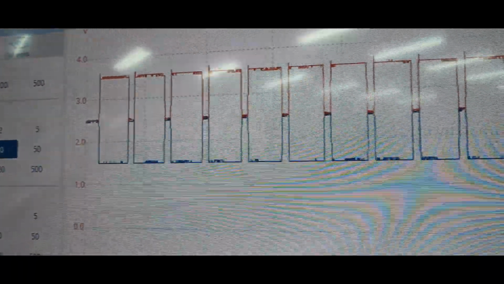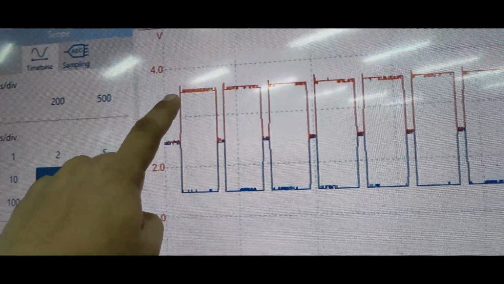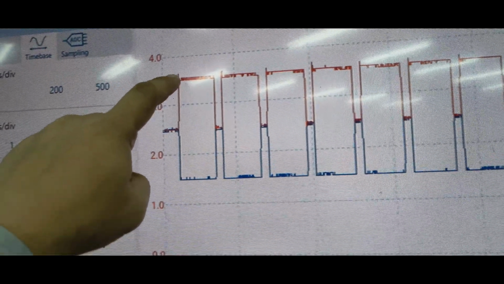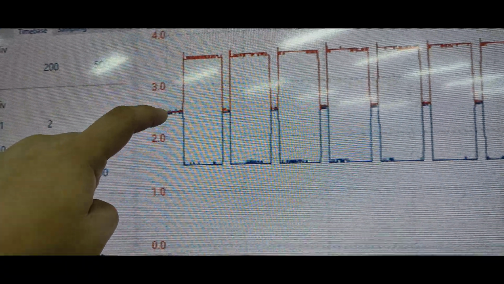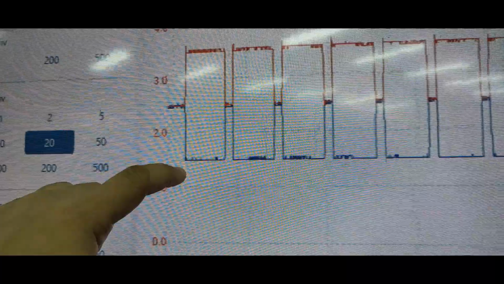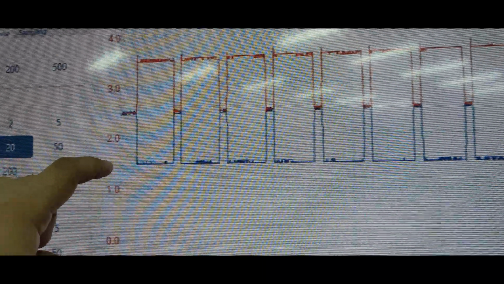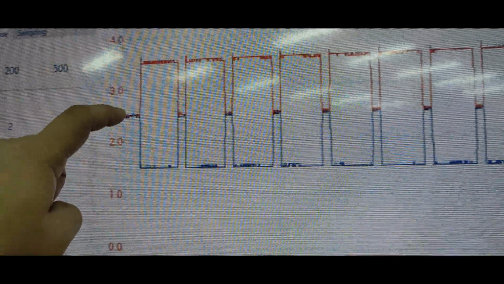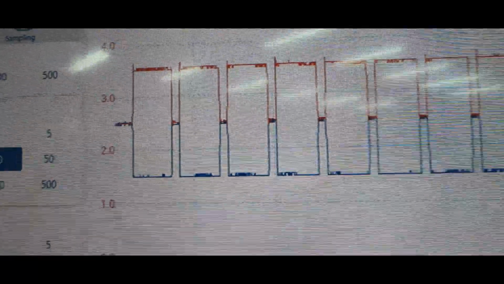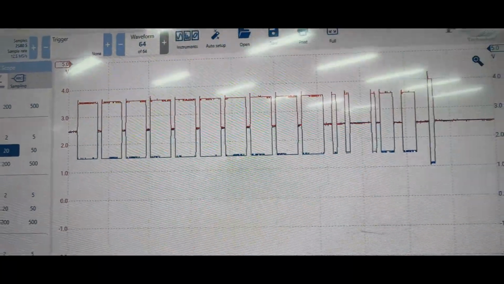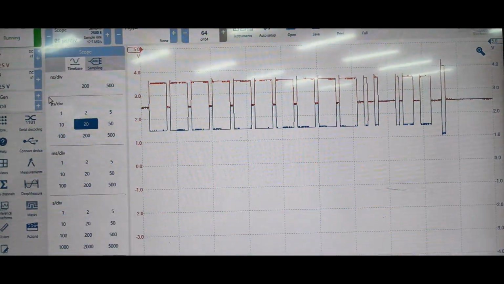Okay, so for the CAN high, CAN low normal, again the dominant voltage reading for our CAN high is 3.5, and the recessive value is 2.5. CAN low dominant voltage reading is 1.5, and the recessive voltage value is 2.5. Okay, that is the normal signal or normal reading.